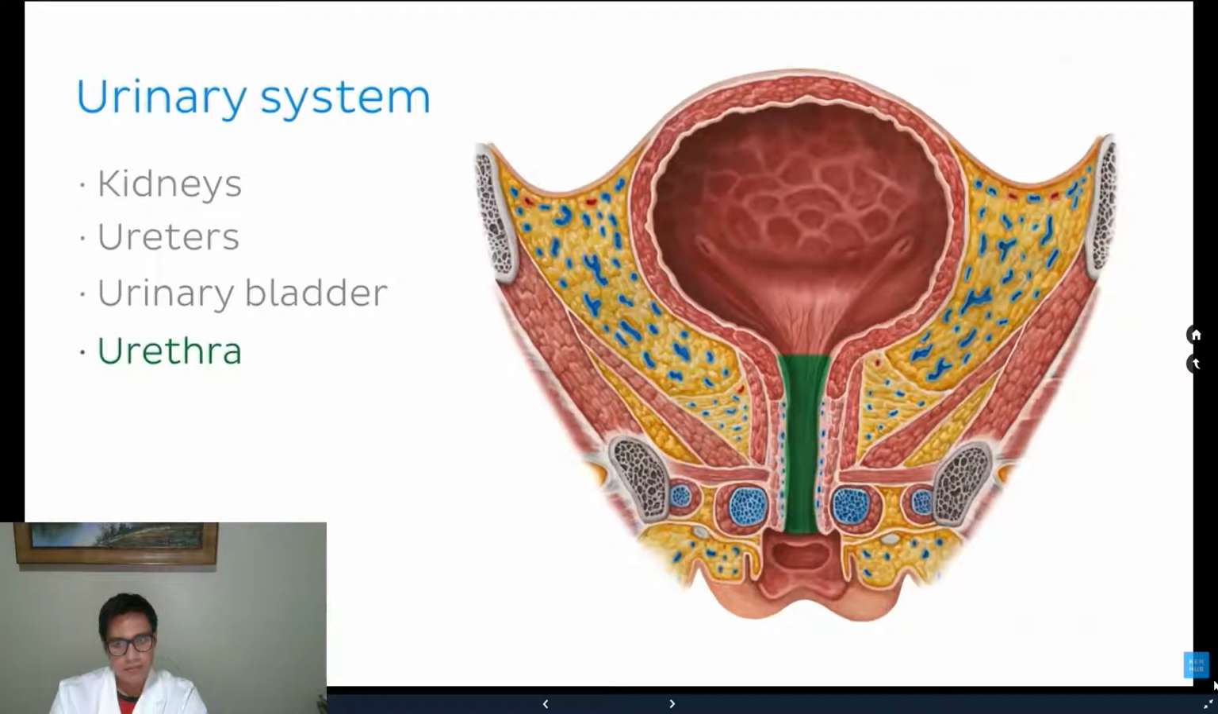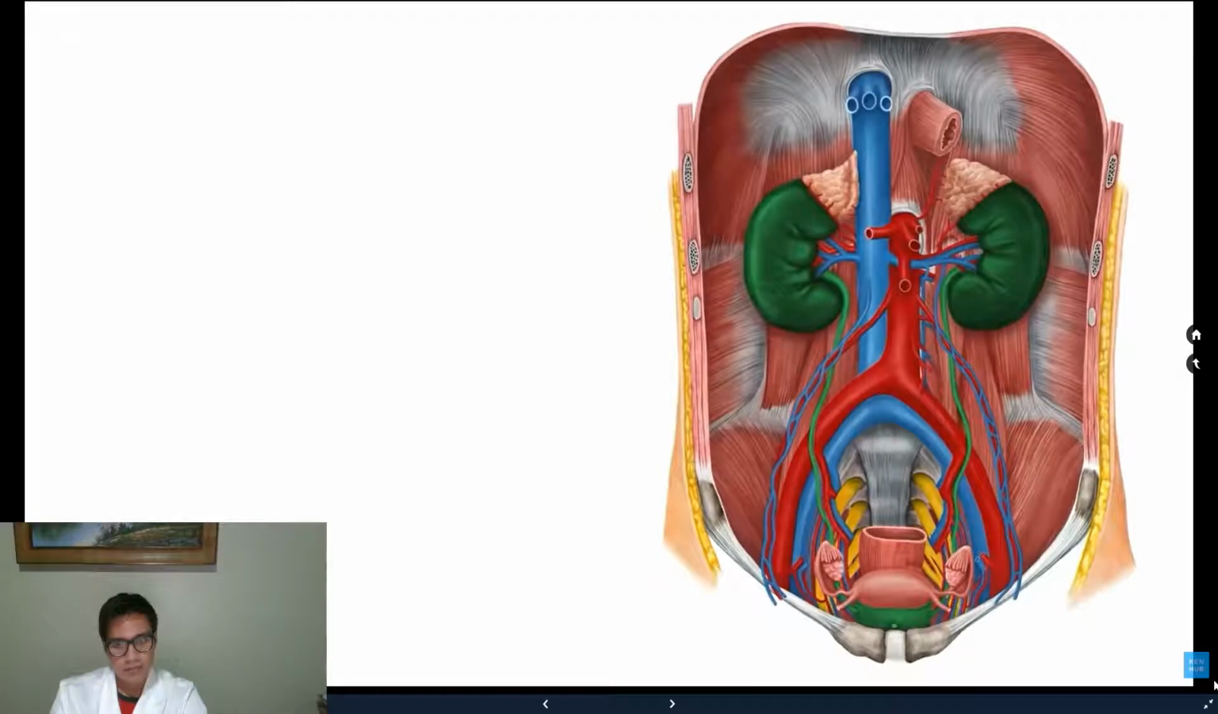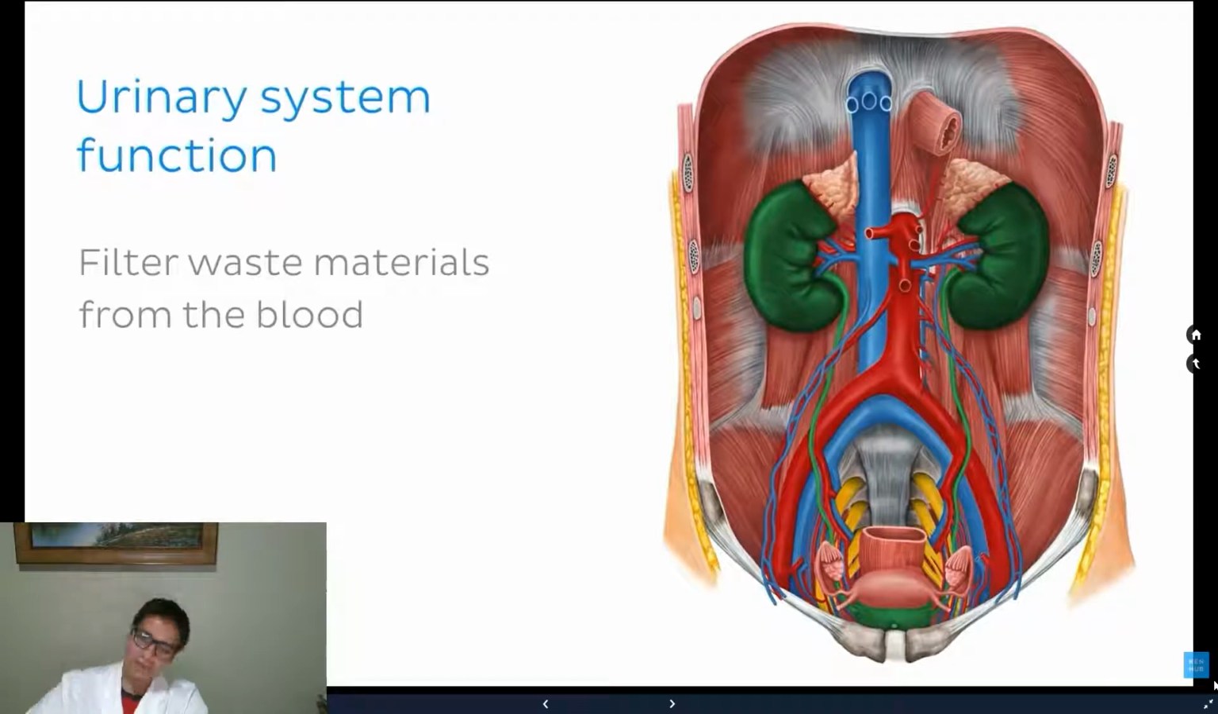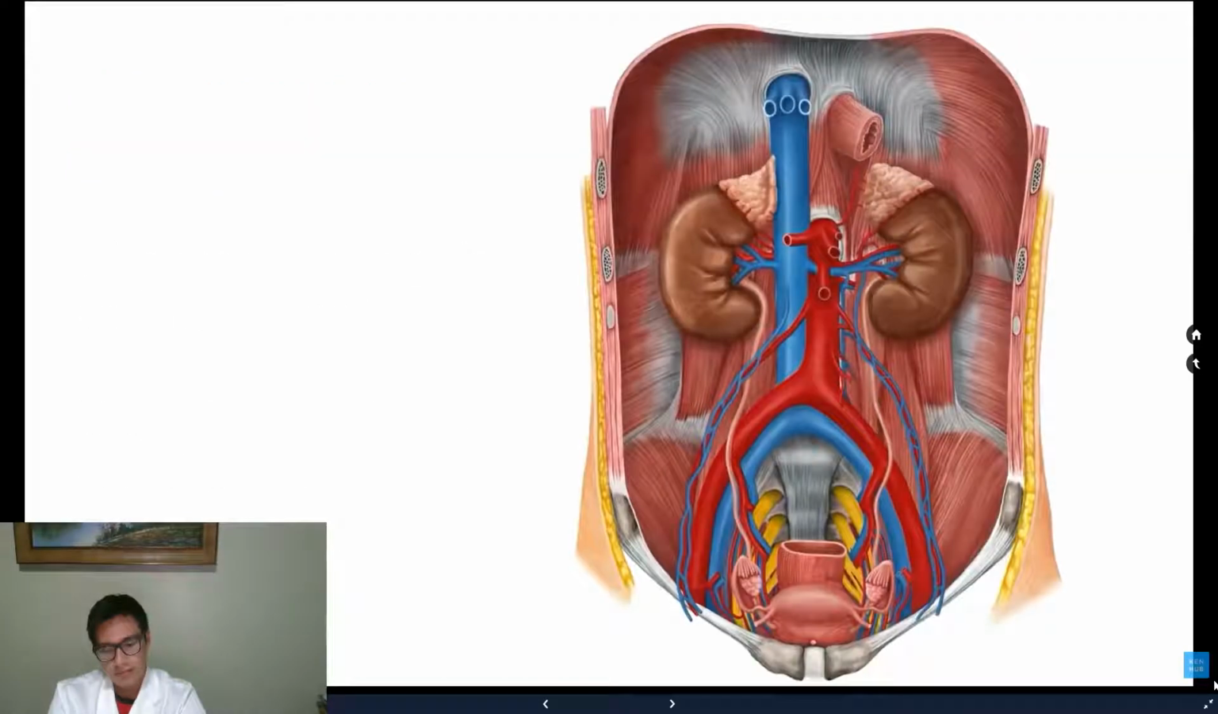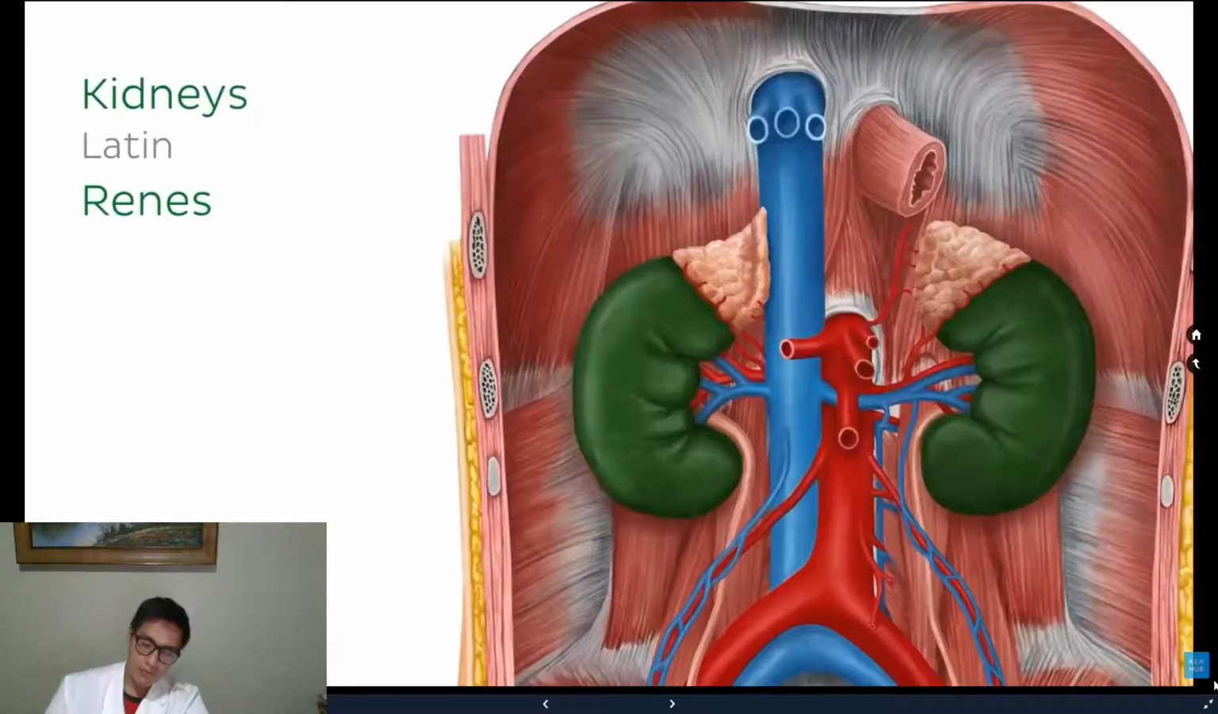These organs work together as a group to filter out excess fluid, the byproducts of metabolism, and other waste materials from your bloodstream, not to mention that they also help store, transport, and excrete urine. Now let's take a closer look at the organs of the urinary system, starting with the kidneys. The kidneys are two bean-shaped organs located in the abdominal cavity.